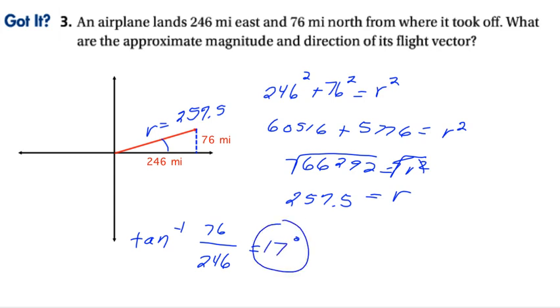So 17 degrees, here's our magnitude. What's the direction of our vector? It's 17 degrees, and our direction, this is east, and it's a little bit north of that, so we would say north of east, using our north, south, east, west directions.